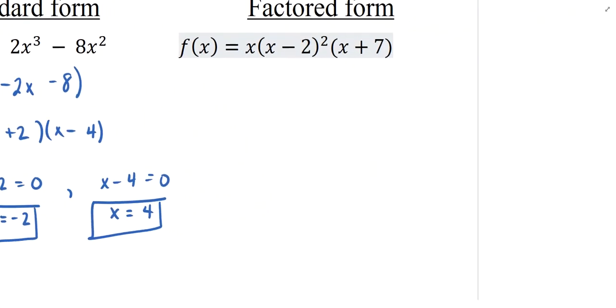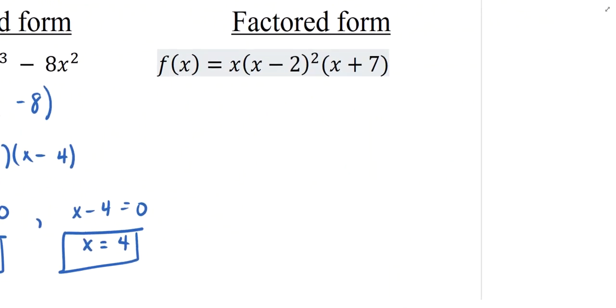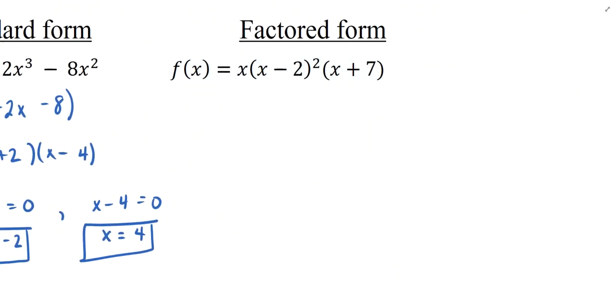In our final example, we look at a function in factored form, where the first factor is x with an implied exponent of 1. The second factor is x minus 2 with an exponent of 2. And the third factor is x plus 7, again with an implied exponent of 1. The sum of these exponents is 4. Therefore, there are 4 solutions to this polynomial. We would set each of these factors equal to 0 to solve the polynomial.